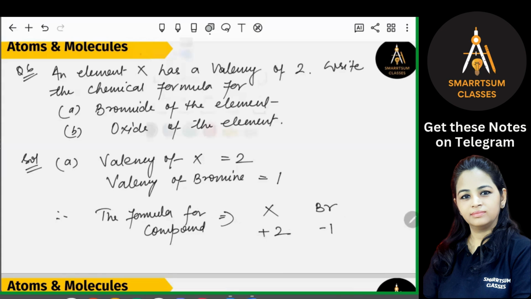Now using the crisscross method, we can write down the chemical formula for this compound, that is XBr2, right? Okay. So in this way, we can write down the formula for the bromide, the compound of this element. XBr2. Is it clear? By the crisscross method. Understood? Now in the same way, you can find out the oxide of the element.